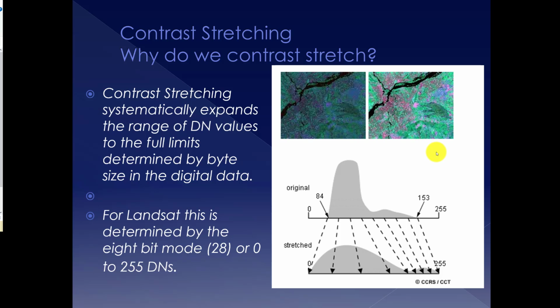And you can see just visually the change is pretty dramatic, and we are able to use more digital numbers to get more information from our collected data. Landsat is 8-bit data, and so that's why we are able to stretch to 0 to 255 digital numbers.